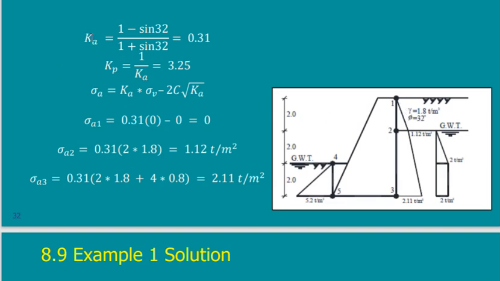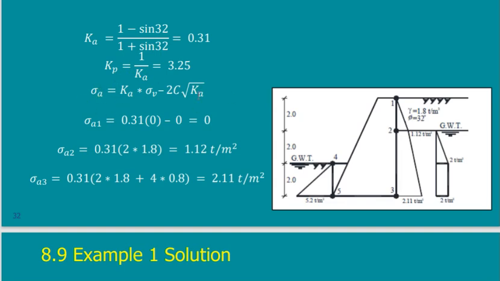This is my K active, 1 minus sine phi. Here is the correct equation for K passive. K passive is 1 over K active. So it means that 1 minus sine phi will go below and 1 plus sine phi will go up. So this is the equation, because usually you will calculate K active, and once you get 0.13, K passive is 1 divided by 0.13. That's all.